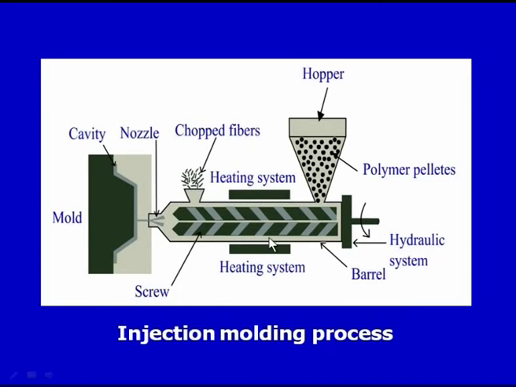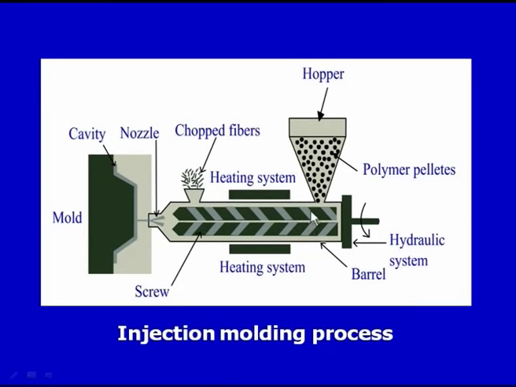So both the systems can be used for feeding the raw material or injecting the raw material into the mold cavity at a high pressure. So just to revise this process, what we have already seen, we have a hopper, the raw material in the form of polymer pellets would be sent into the barrel, and in the barrel there is a heating arrangement throughout the barrel.